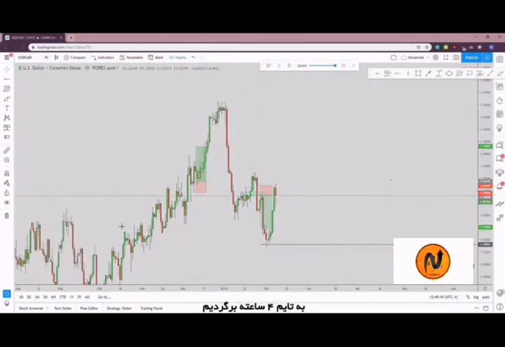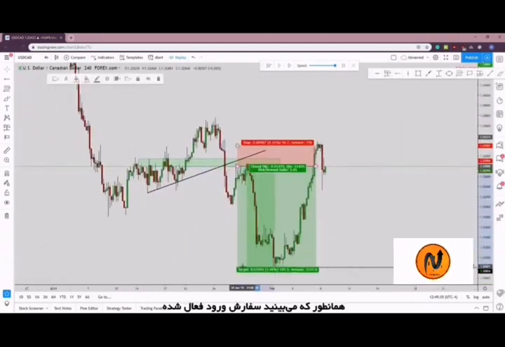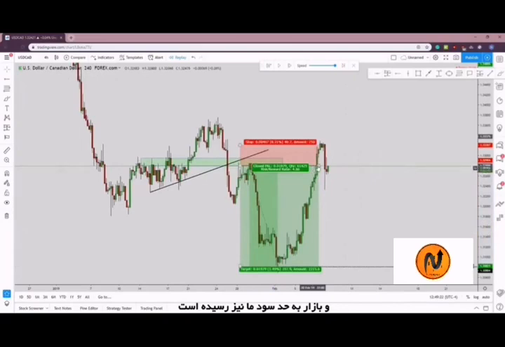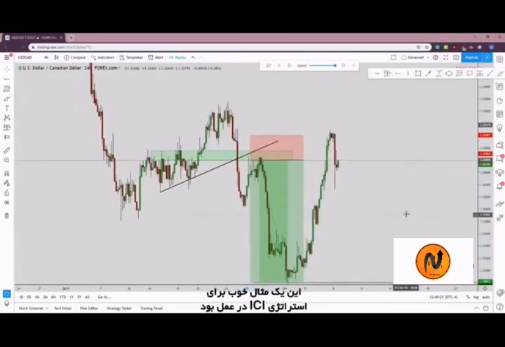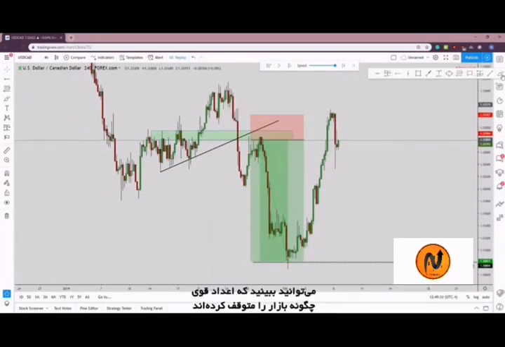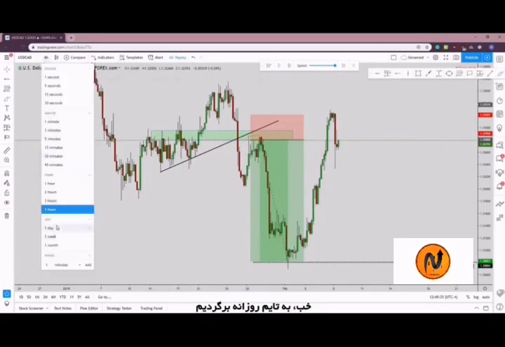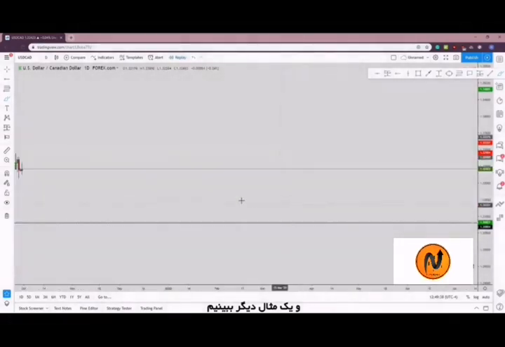Let's go back on the 4 hours, and as you can see, our entry worked perfectly and our take profit hit. And this is a perfect example again of the ICI strategy in action. And we have a nice 1 to 4, and you can see how our strong numbers are holding the price perfectly. So let's go back on the daily and let's look for another example.